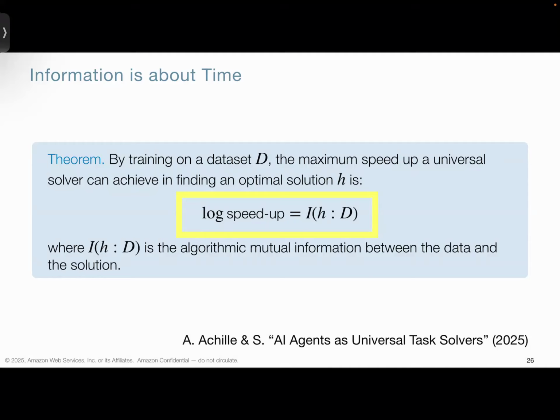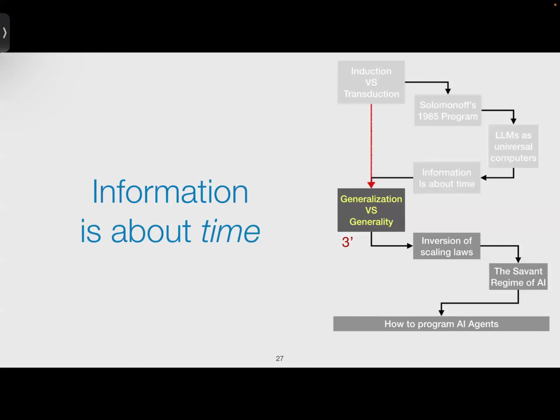So it takes a little bit to digest this, so you can think about it. Okay, so in a sense, information is about time. And that was completely absent from Shannon theory. There's no time in statistical inference.